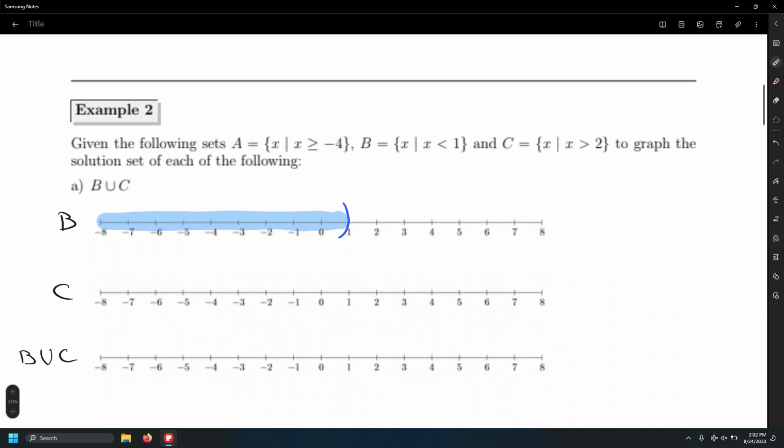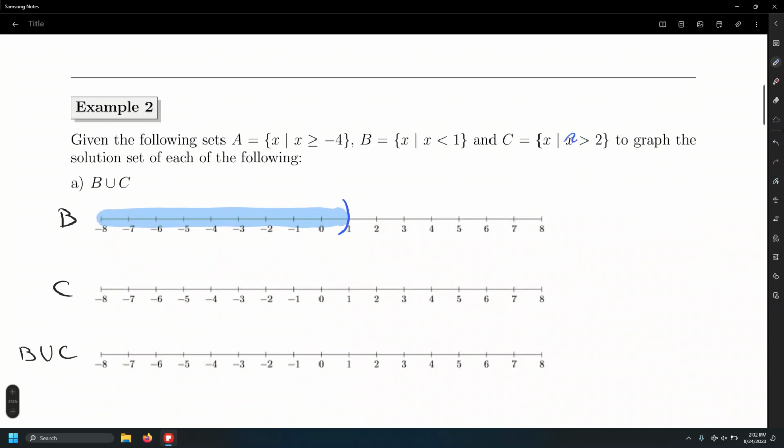What we're going to do is go to the number 2, and then from here, I'm going to determine where to shade. Do we shade to the right of 2, or do we shade to the left of 2? What do you think for this one? To the right, right? This is like an arrow indicating to the right. And in this case, I will also use parentheses to exclude the 2. That's because we don't have the equal.